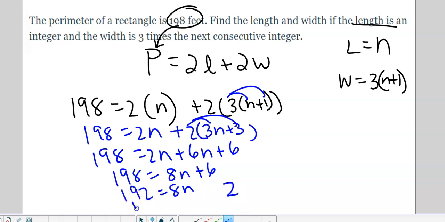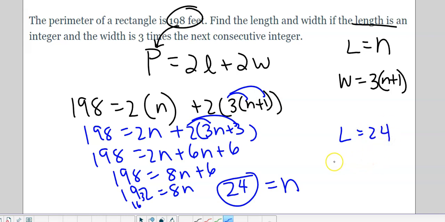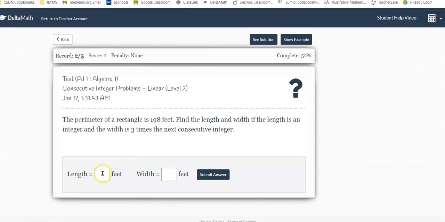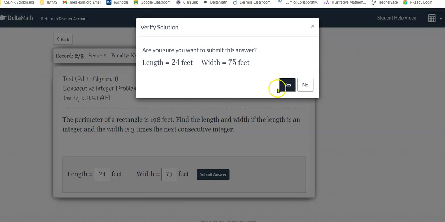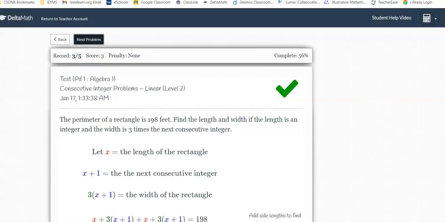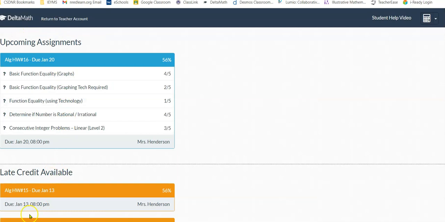24. N is 24. So the length is 24, and the width is 3 times 24 plus 1, or the width is 3 times 25, which is 75. All right, we got this. The length is 24. The width is 75. Go back, pause the video if you need to see that again. Good luck. You got this.